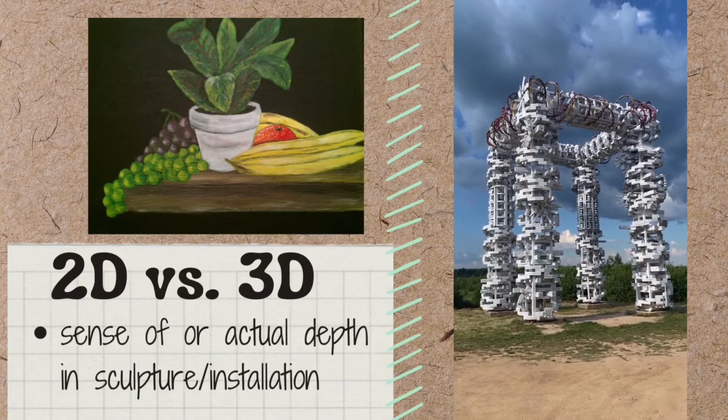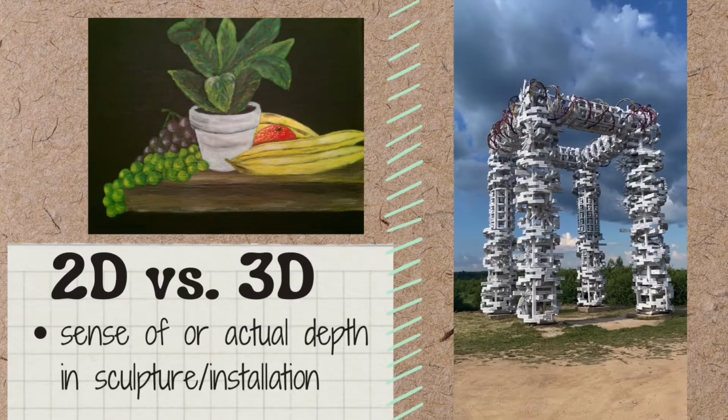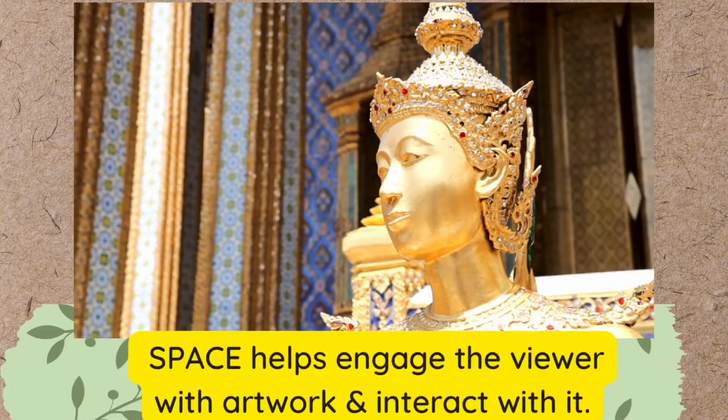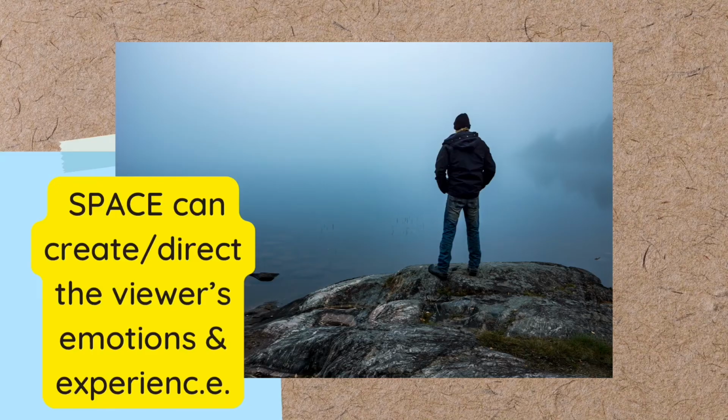Two-dimensional space has the sense of depth, while three-dimensional space has actual physical depth. The element of space in art helps the viewer engage with the artwork and interact with it. Let's walk around this sculpture. Space can create and direct the viewer's emotions and experience.